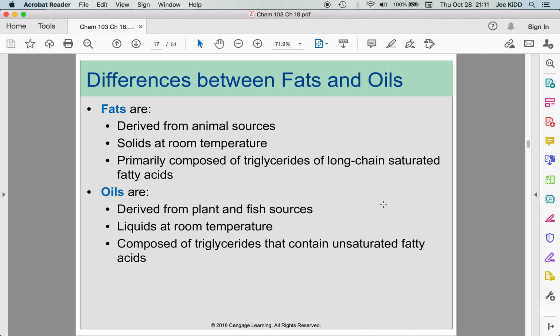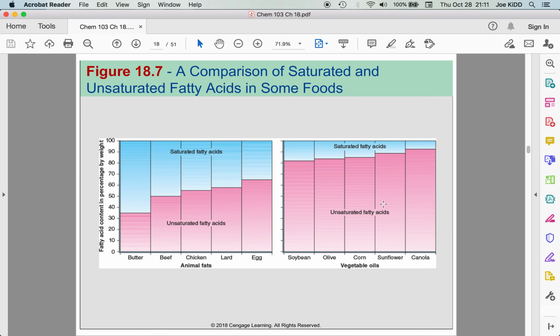Oils, on the other hand, typically will come from things like plants or some fish and seafood sources, and are liquids at room temperature. They're composed of triglycerides that will have unsaturated fatty acids, which will allow them to have lower melting points because of weaker intermolecular interactions occurring. So here's a breakdown to visualize the ratios of saturated to unsaturated fats when we look at fatty acids of animal-based products and plant-based products.